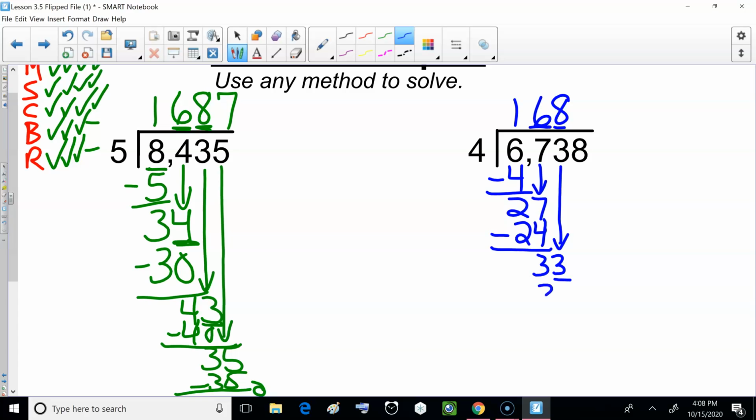8 times 4 is 32. Going to subtract. 33 minus 32 is 1. 1 is less than 4. I have another place value to bring down. Bring that one down. I'm in the ones place value now, so my answer should go in the ones.